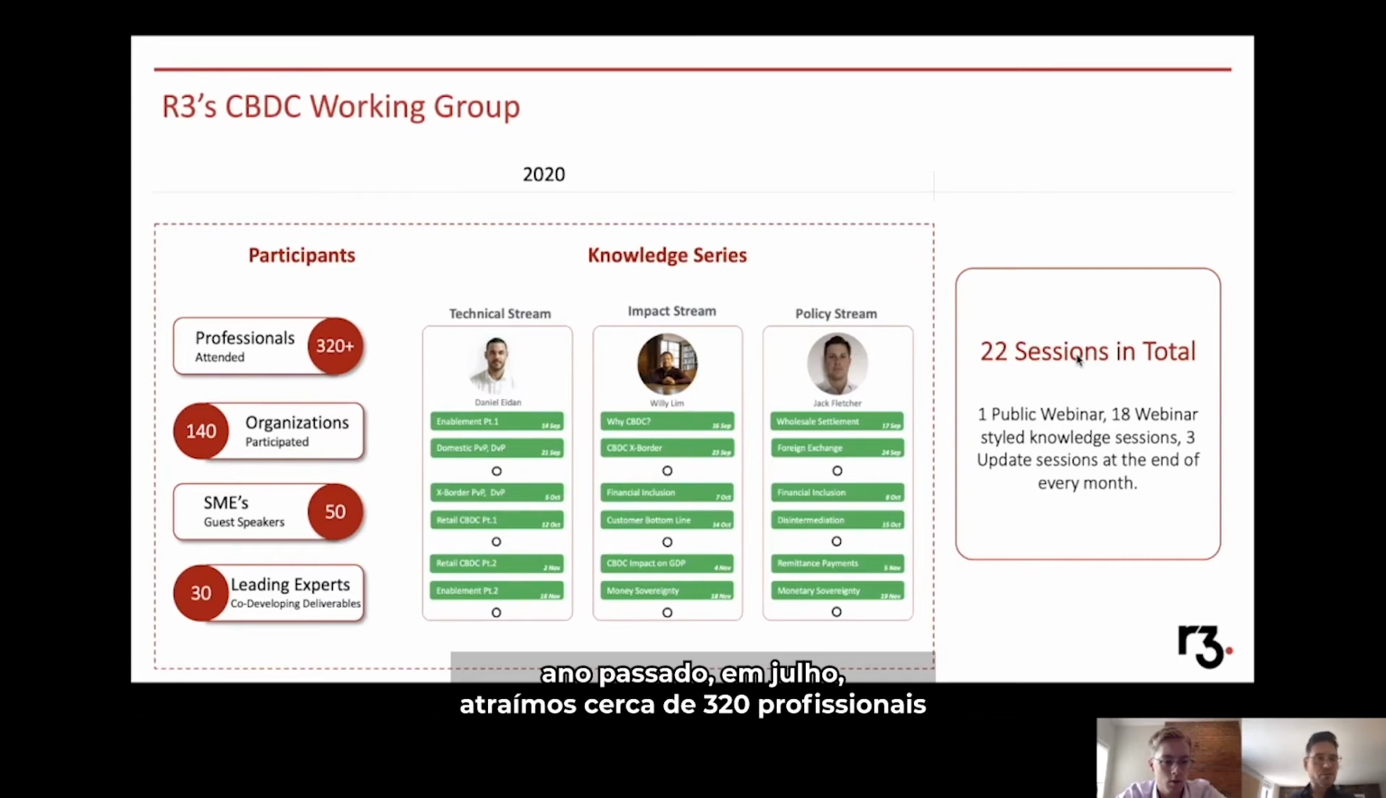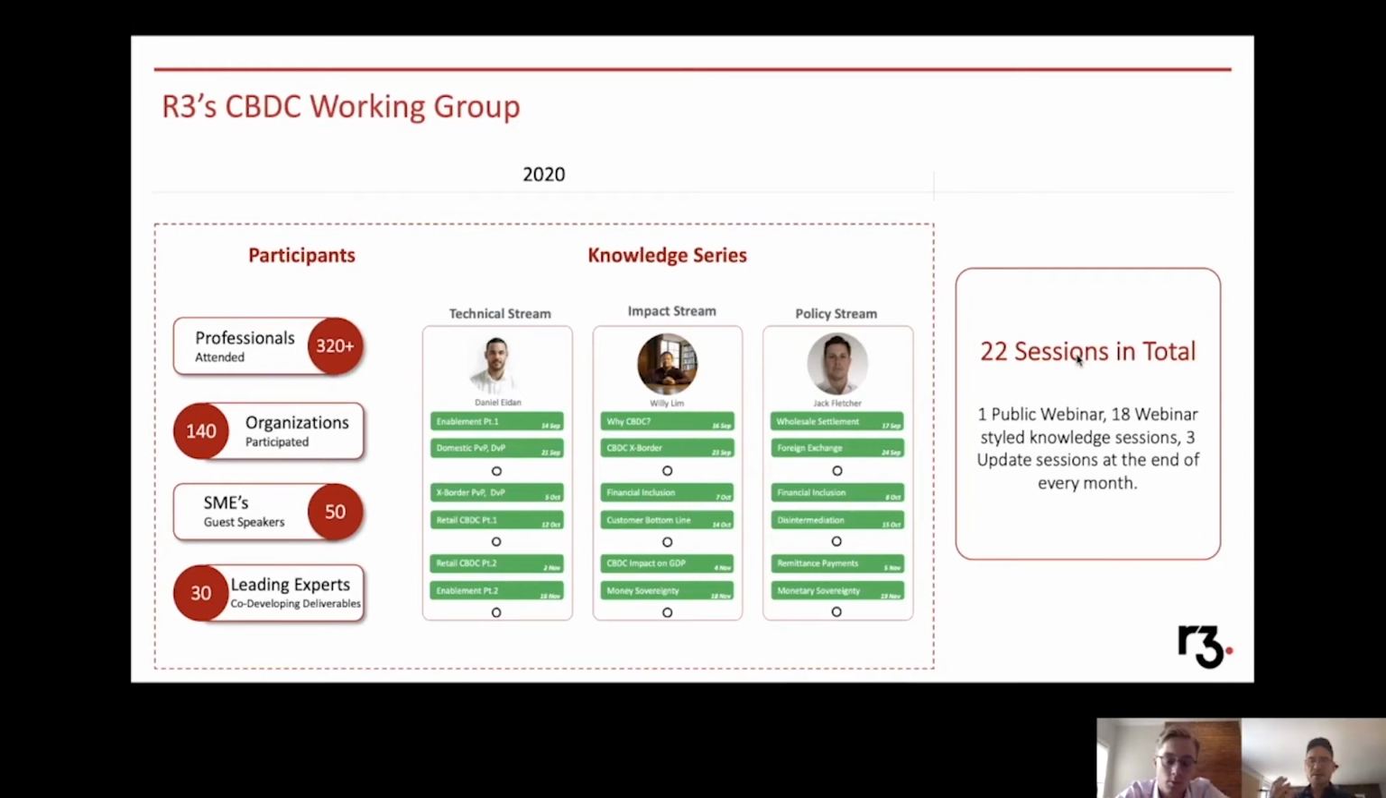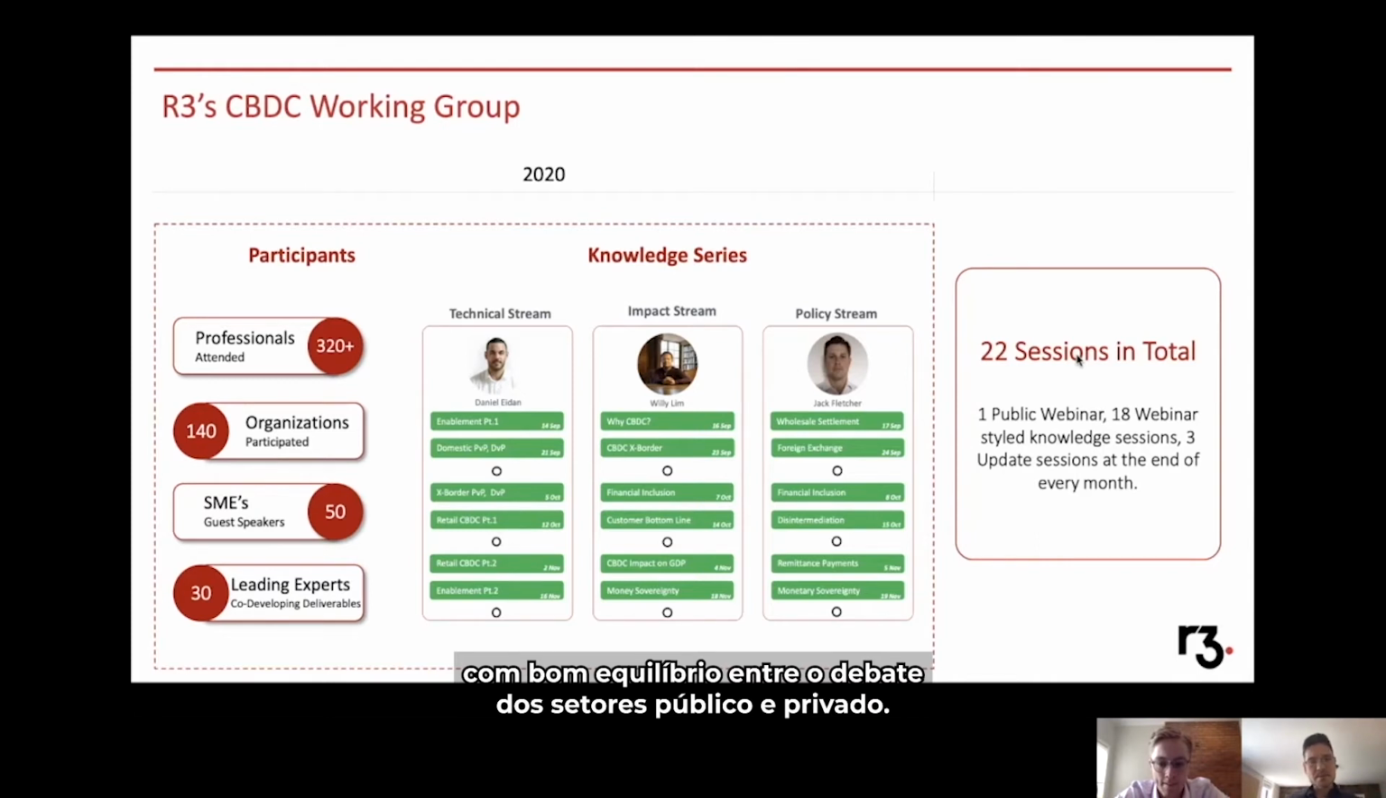We attracted around 320 odd professionals, 140 organizations, with a really good balance of public and private sector. Really, the opening session was keynoted by the IMF, talking about the need of the public and private sector to come together to make this real. We had over 50 subject matter experts from around the world come and talk to us. And today we have around 30 experts that are continuing to help us on the deliverables that we've started to launch in 2021, and you'll see some of those in a minute.